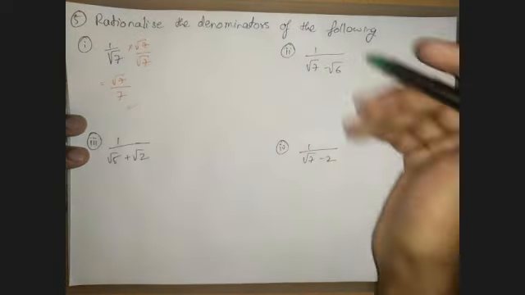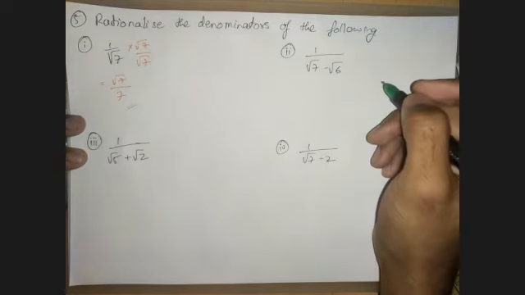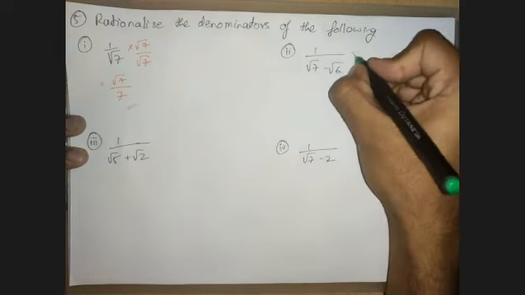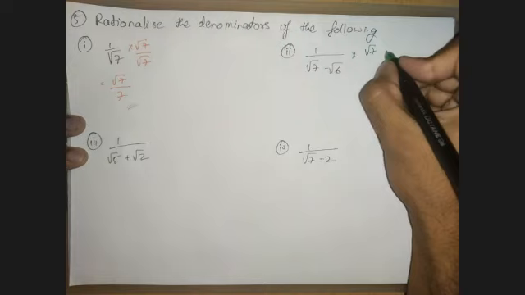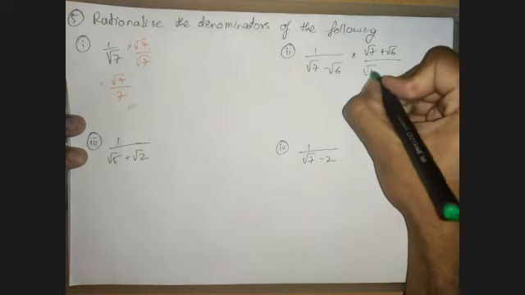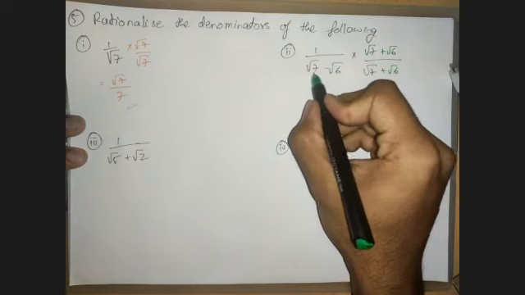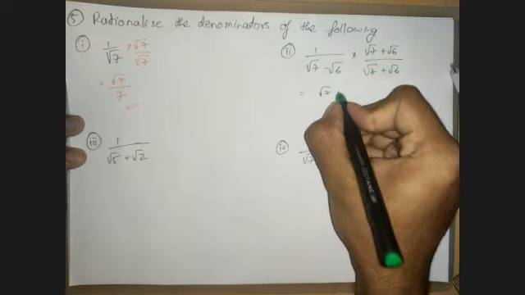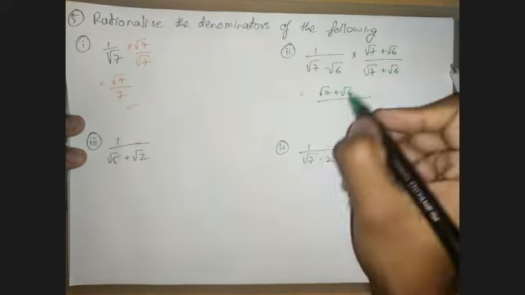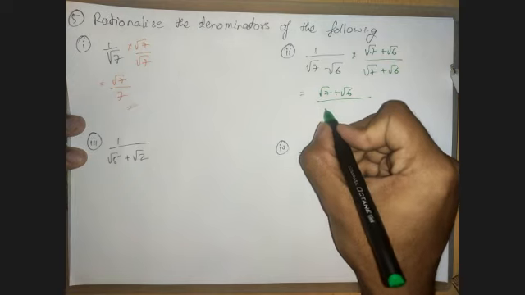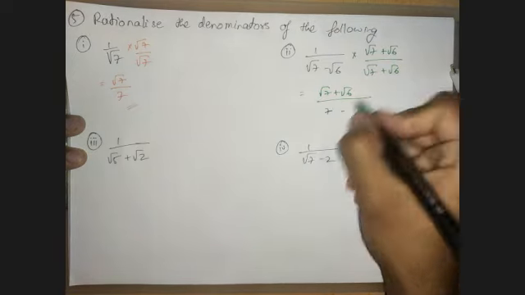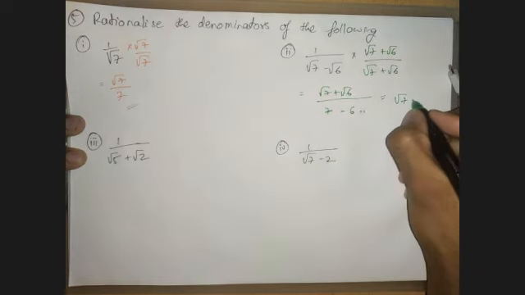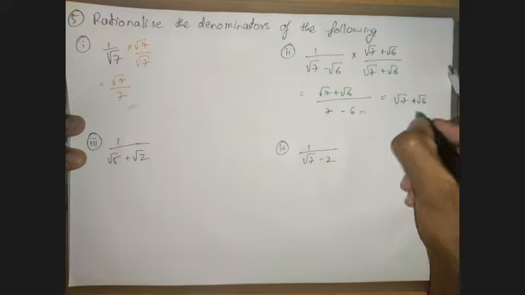Now let us look at the next problem. What do we do in this case? 1 by root 7 minus root 6, we multiply by root 7 plus root 6 by root 7 plus root 6, changing the sign. So this is in the form of x plus y into x minus y. So what do we get? Numerator remains the same, divided by root 7 square, that is 7, minus root 6 square, that is 6. So that is equal to 1. So it is root 7 plus root 6.